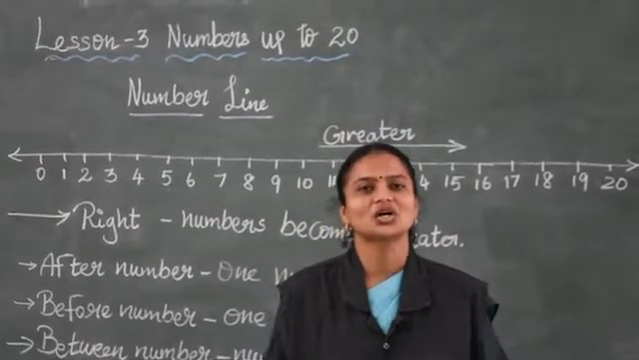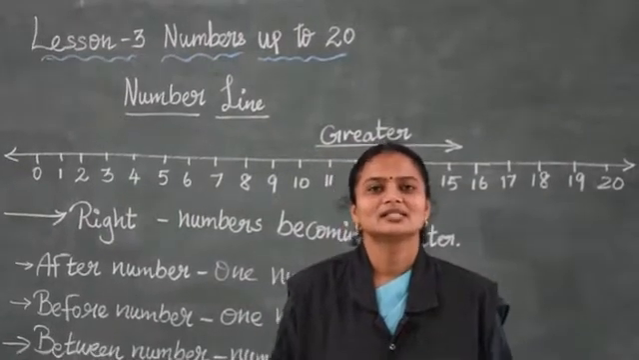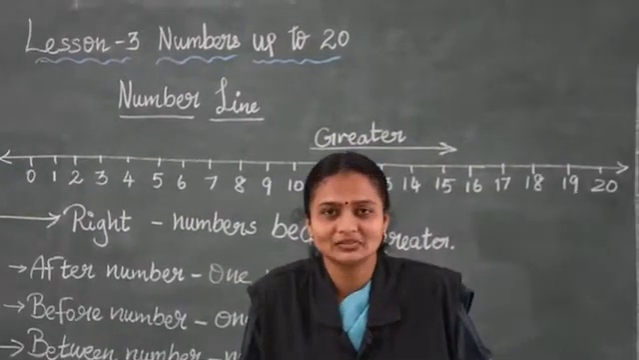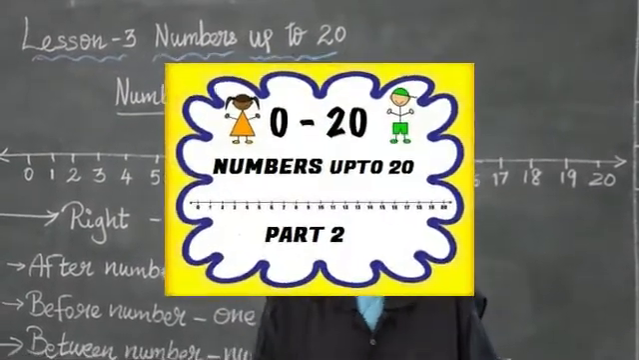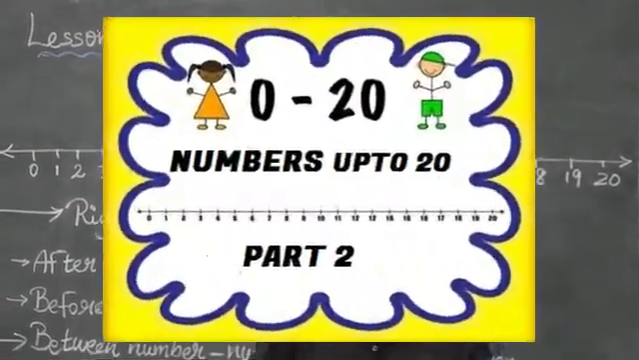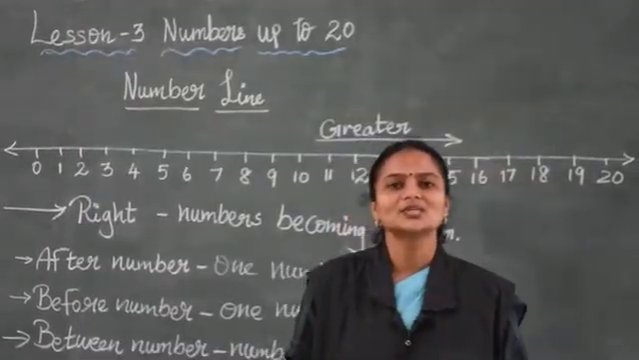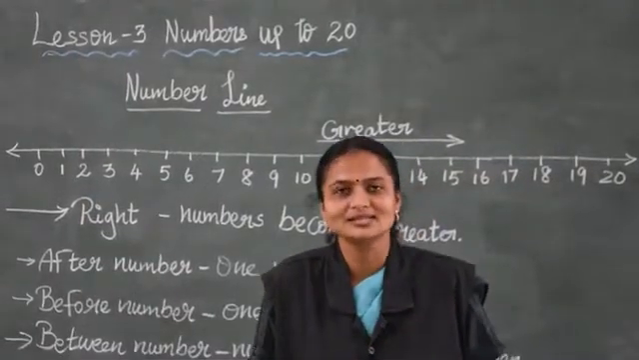Now welcome back to our maths class. Till now we have learnt lesson 3. Can you remember the title of the lesson? Yes, it is numbers up to 20. Now today we are going to see a new chapter in this lesson.